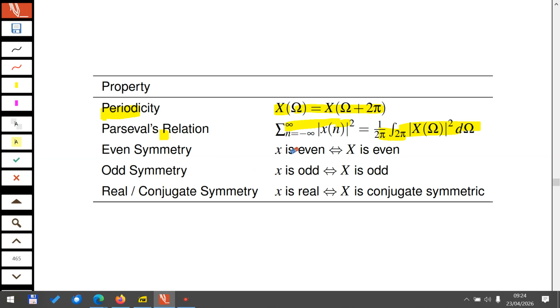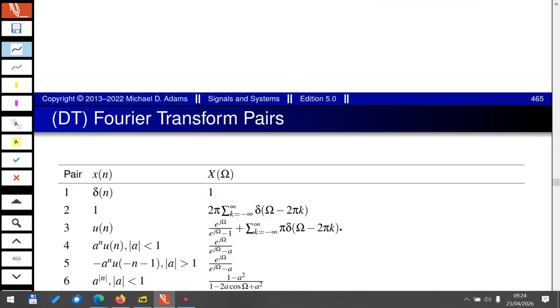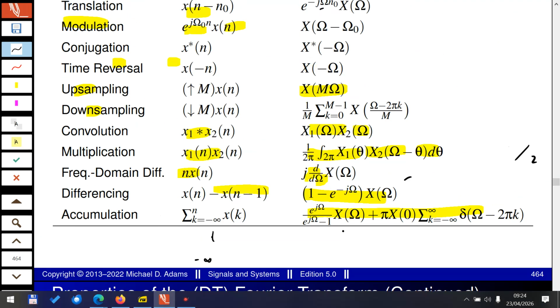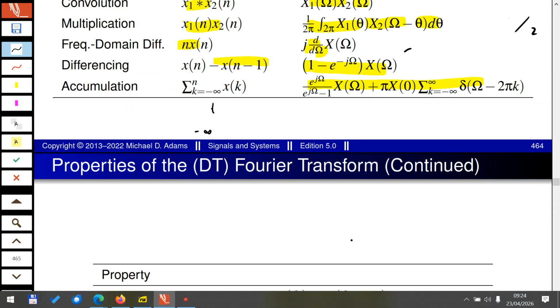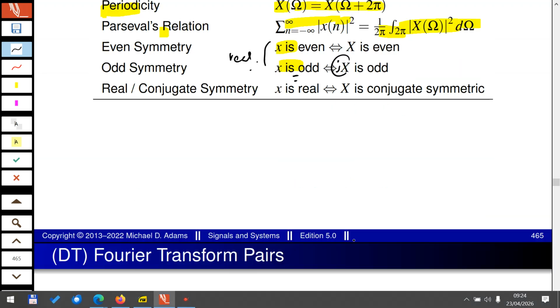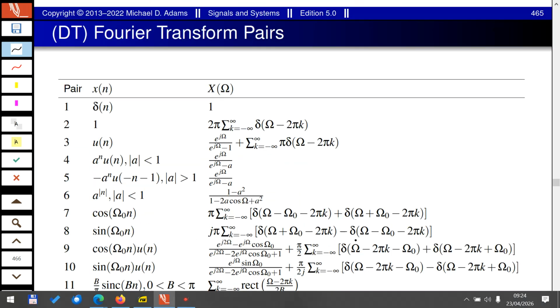And then you have this even-odd symmetry. x is even, x is odd, provided they are both real, right? And you always remember that when it is odd, it is purely imaginary, and the transform is purely imaginary. So you should write this j with it. This is a typing mistake in all of these tables. So this was the transform properties table, and this is now the table for common pairs.